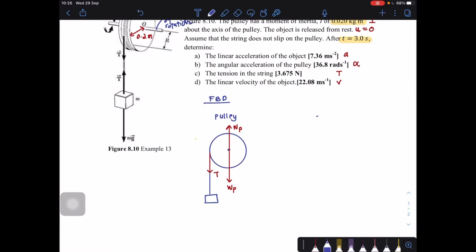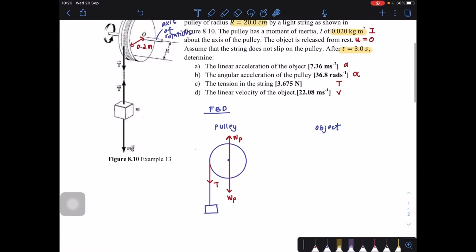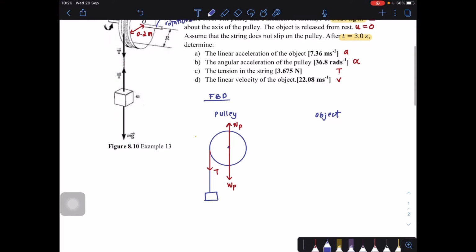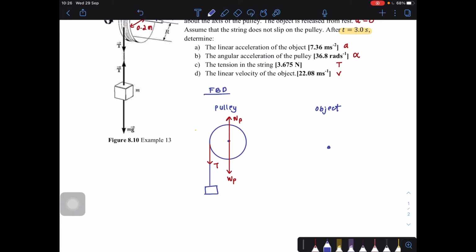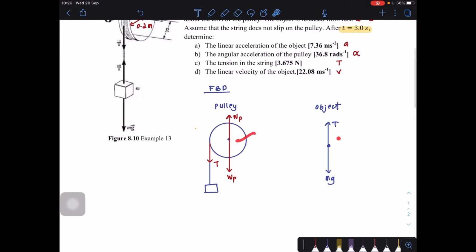And then next one for the object. Okay, untuk object, kalau tengok dekat sini kita ada dua forces saja. Tension and weight force. So kalau untuk objek kita lukis macam biasalah. First start with a dot. Going downward is the weight force, mg, and then upward is the tension force. Okay, so now kita sudah ada dua FBD dekat sini.